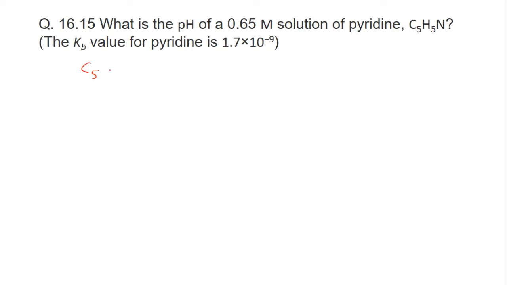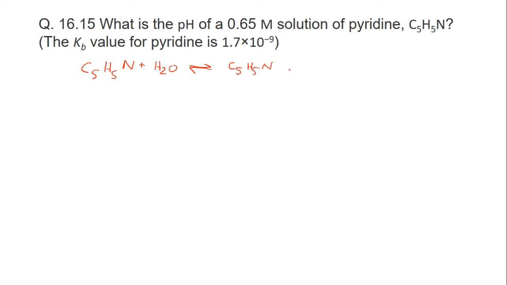Pyridine is a base, so let's think about what that reaction would be. What does that Kb represent? It represents pyridine acting like a base. So we want to accept a proton, so it's going to react with water to form a pyridinium ion.